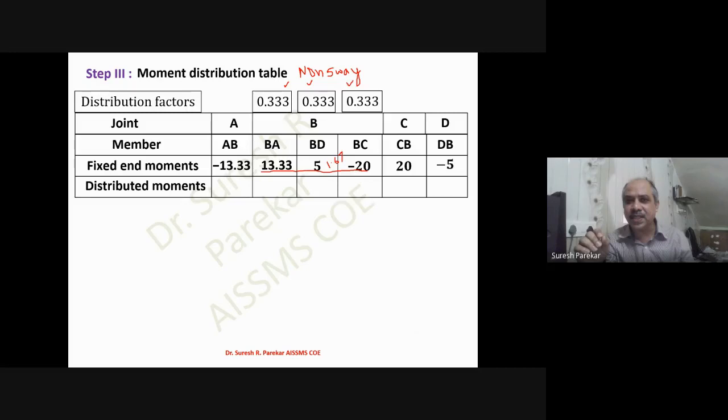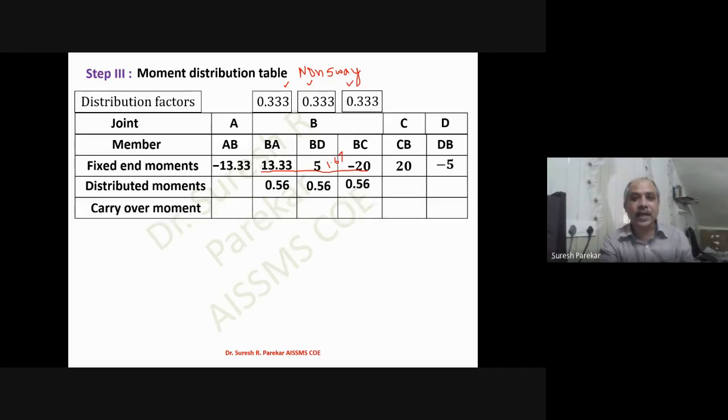And then if we multiply it, we will get this value as plus 0.56, 0.56 and 0.56. And then you will get the carryover moment. So we can go for carryover moment. BA goes to AB. We have to just reverse the letters, and that will tell you where to carry over. So half carryover we have to go, that we know. So for BA, we go to AB, 0.28. For BC, we go to CB, 0.28.